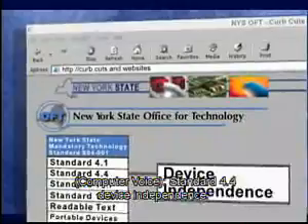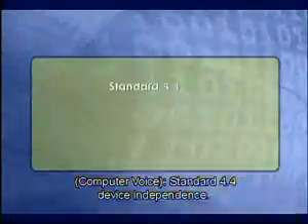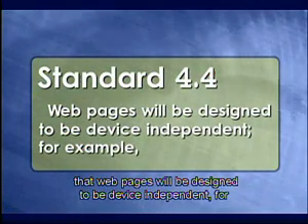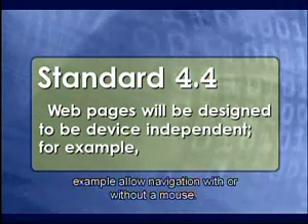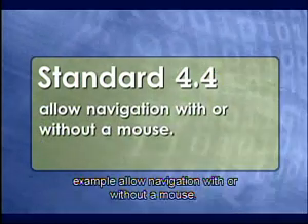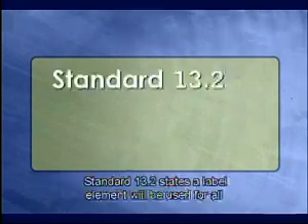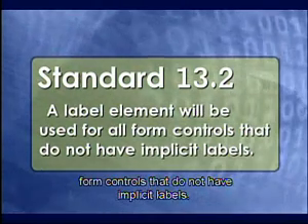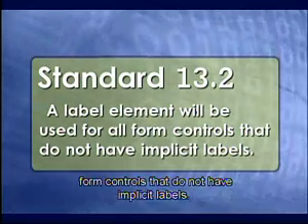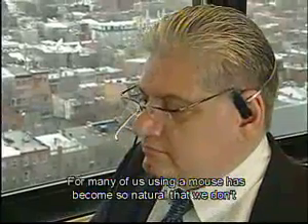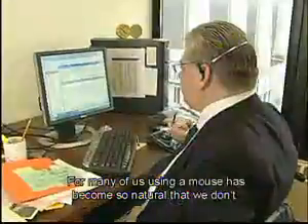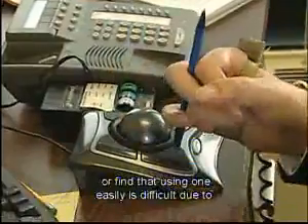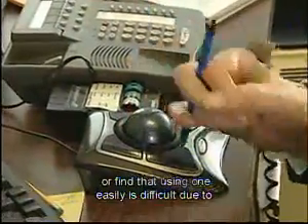Standard 4.4. Device independence. The next standard we're going to look at requires that web pages will be designed to be device independent. For example, allow navigation with or without a mouse. Standard 13.2 states a label element will be used for all form controls that do not have implicit labels. For many of us, using a mouse has become so natural that we don't consider how unnatural it can be for users who can't use a mouse, or find that using one easily is difficult due to mobility impairments.